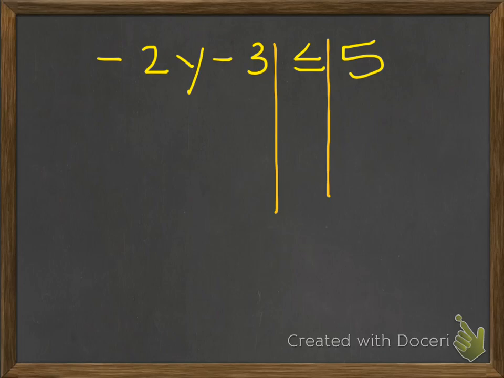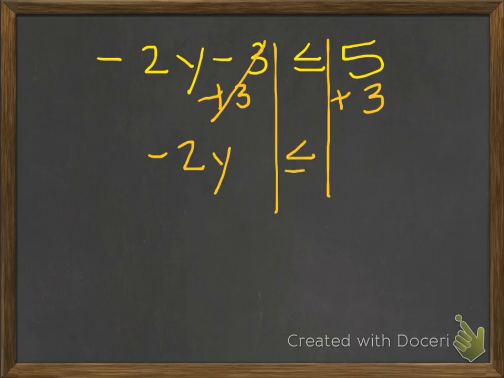My constants are -3 and 5, and because I'm trying to move my -3 across the inequality, I need to use inverse operations. The inverse of -3 is +3. -3 plus 3 cancels out, so I'm just going to bring down my -2y, bring my inequality down, and 5 plus 3 is 8. My last step here is to isolate my variable by using inverse operations.